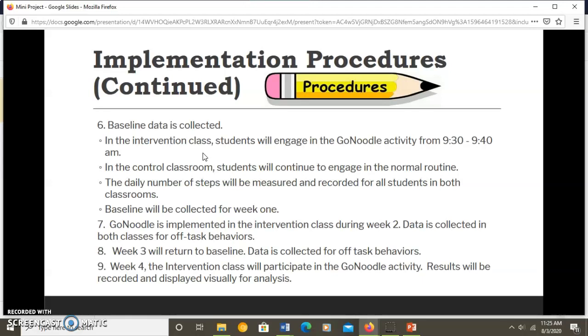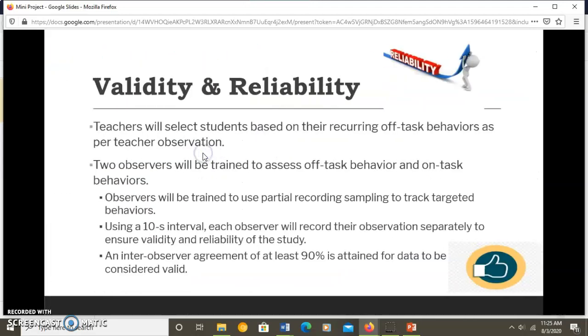In week 4, we're going to return to the intervention, Go Noodle, only in the intervention class. The control class will be business as usual. Results will be recorded and displayed visually for analysis.